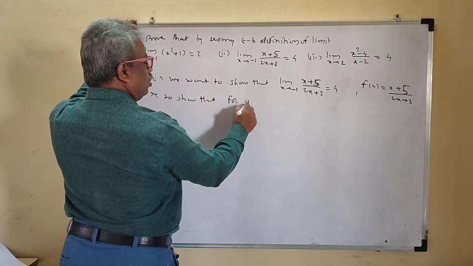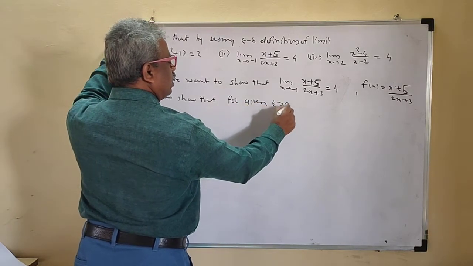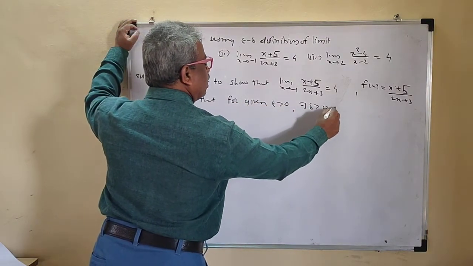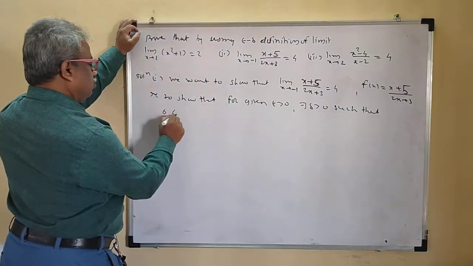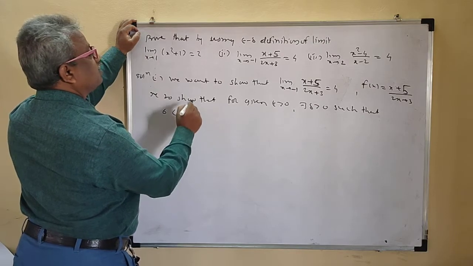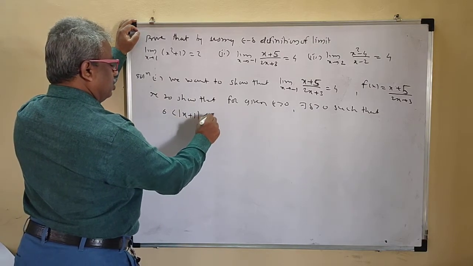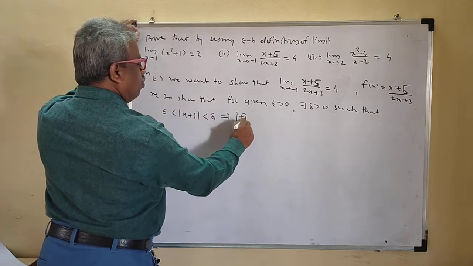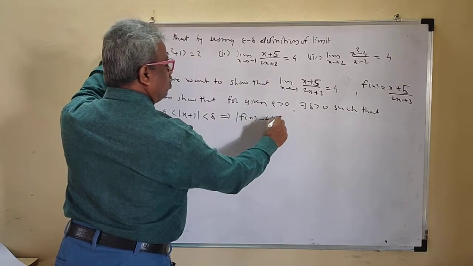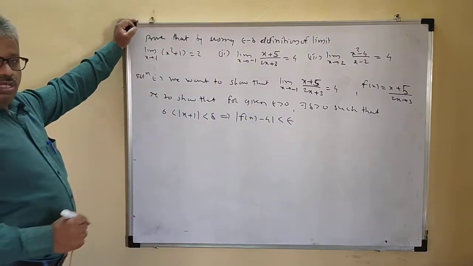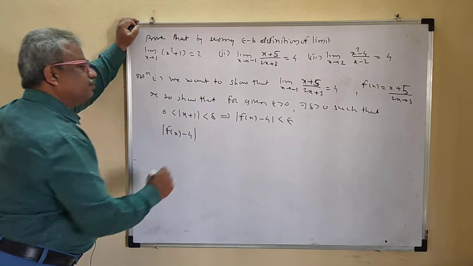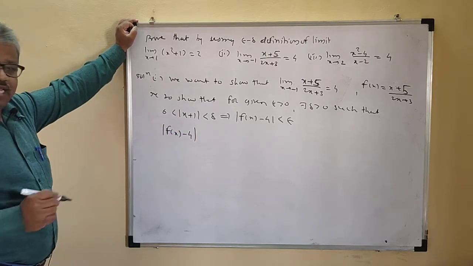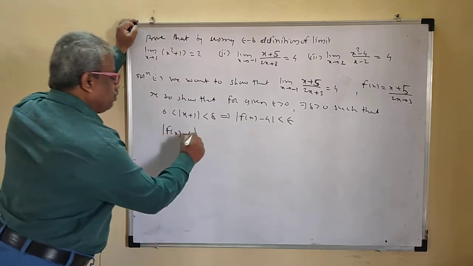So that is to show that for given epsilon greater than 0, there exists delta greater than 0 such that 0 less than mod of x minus (minus 1), that is x plus 1, less than delta implies that mod of f of x minus 4 is less than epsilon. First we will simplify this, and then we will see how to arrange that x.